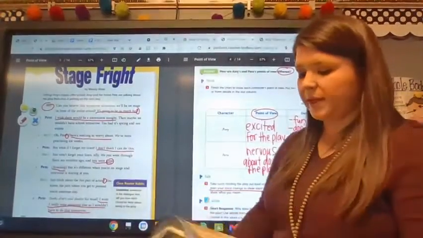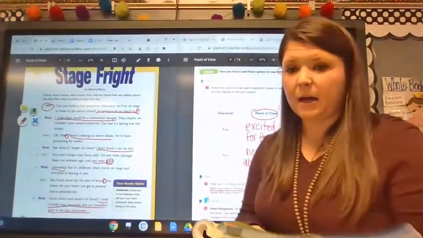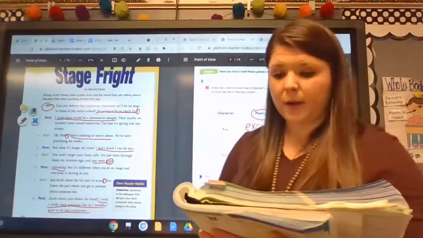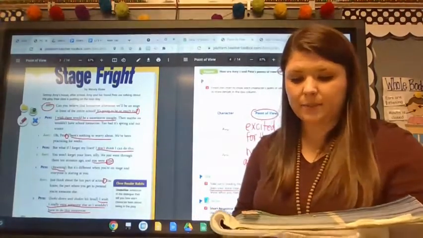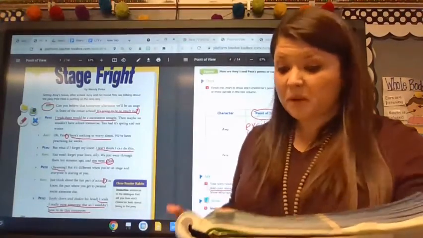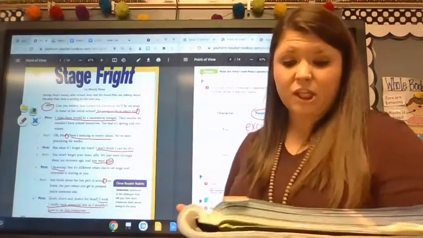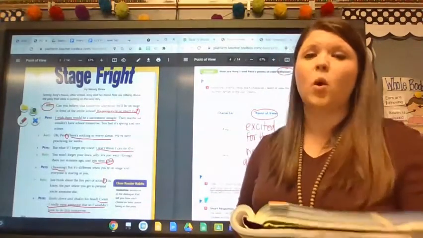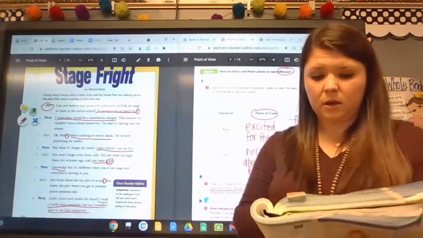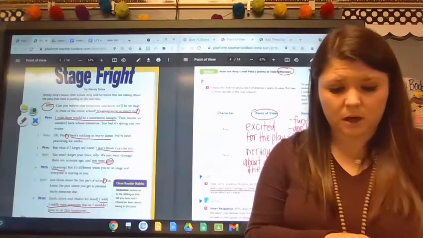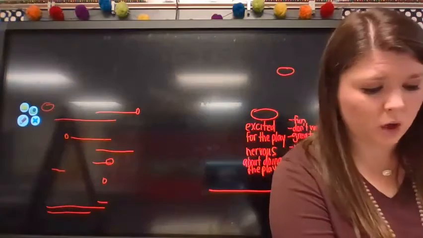All right, so we're starting with the setting. Amy's house after school. Amy and her friend Pete are talking about the play their class is putting on the next day. Can you believe that tomorrow afternoon we'll be on stage in front of the entire school? It's going to be so much fun. I wish there would be a snowstorm tonight, and maybe we wouldn't have school tomorrow. Too bad it's spring and not winter.